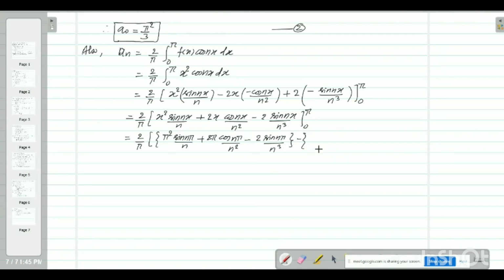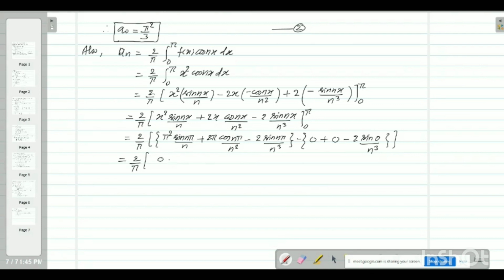Instead of x, we put 0 here. So 0 multiplied by anything is 0, and plus 0 multiplied by anything is 0. Minus sine 0, 2 times sine 0 by n cube, but sine 0 is also 0. So just simplify. This is 2 by pi, and sine of a multiple of pi is 0, so here I am writing 0.